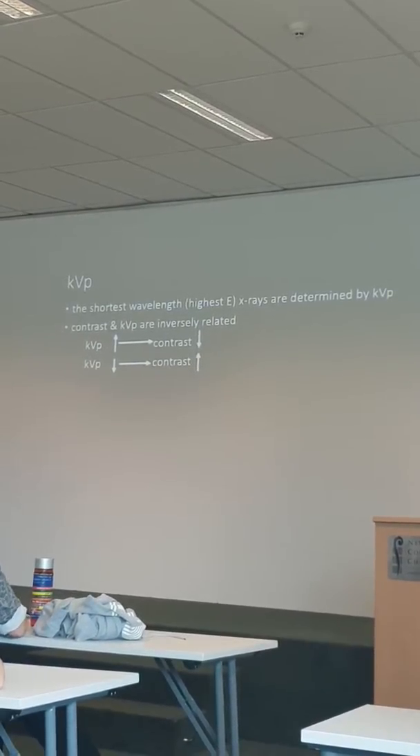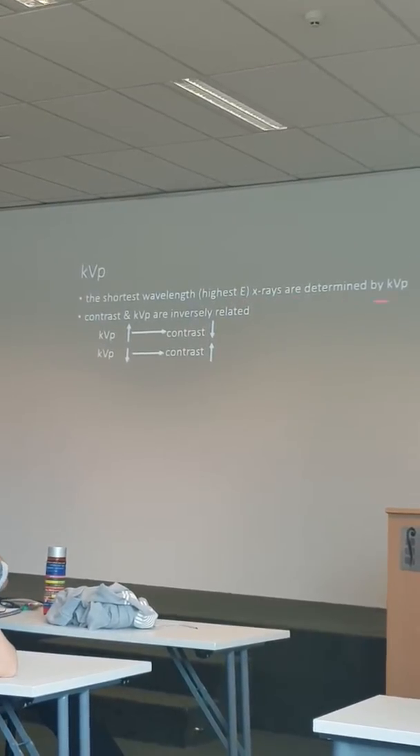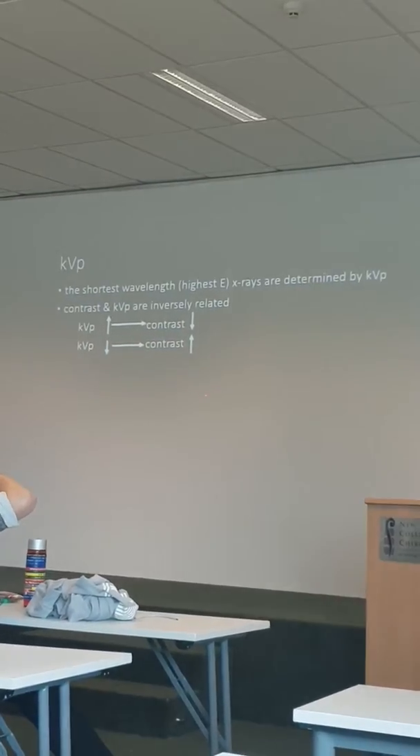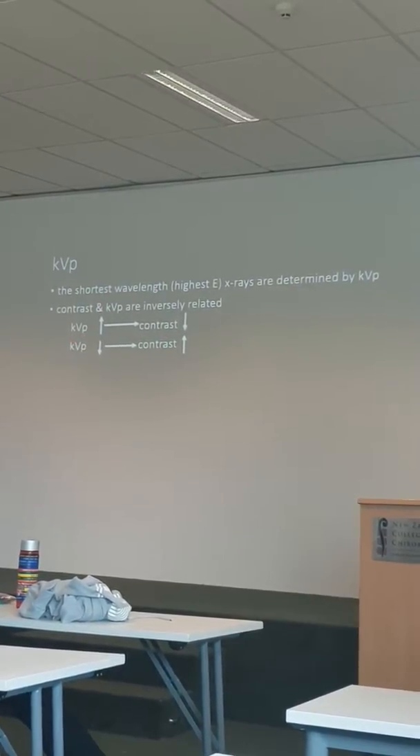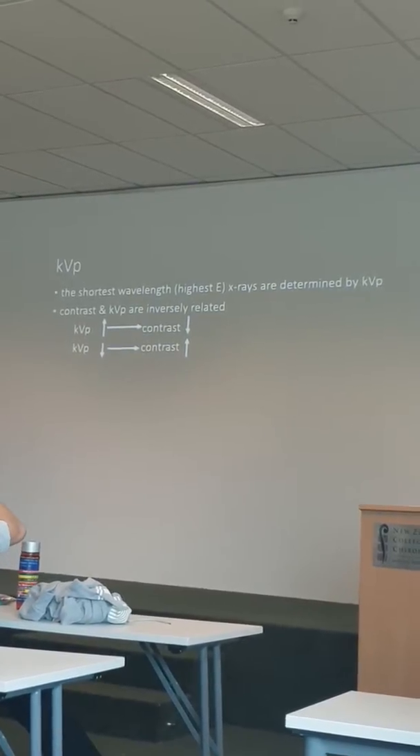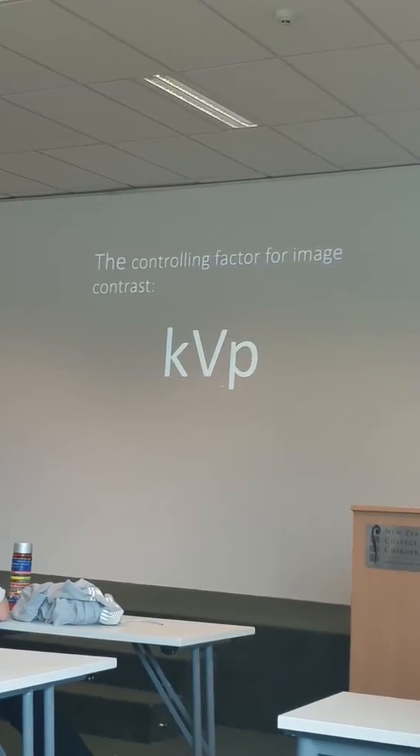So kVp determines the shortest wavelength, or the highest energy X-rays. The contrast and kVp are inversely related, like I just said. If you increase the kVp, it's going to decrease the contrast. If you decrease the kVp, you're going to increase the contrast. So the controlling factor for contrast is kVp. K for contrast.